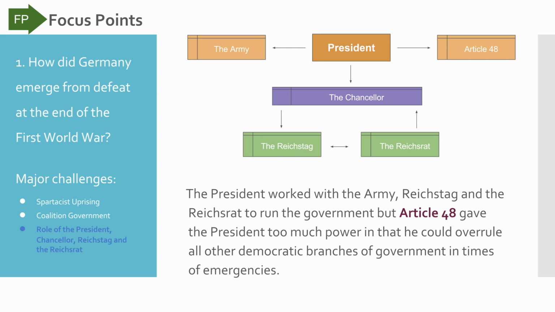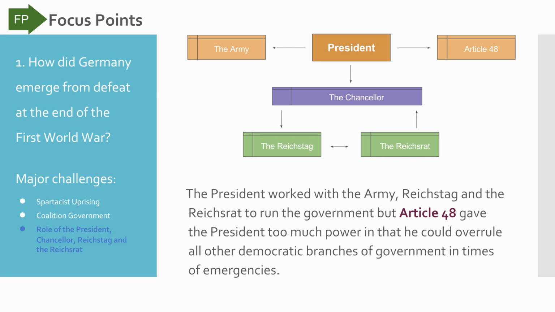Let's take a look at our topic sentence. The president worked with the army, Reichstag, and the Reichsrat to run the government, but Article 48 gave the president too much power in that he could overrule all other democratic branches of government in times of emergencies. This is somewhat foreshadowing because we will take a look at essentially how Adolf Hitler, when he becomes the chancellor later on, is able to essentially gain more and more power through this mechanism.